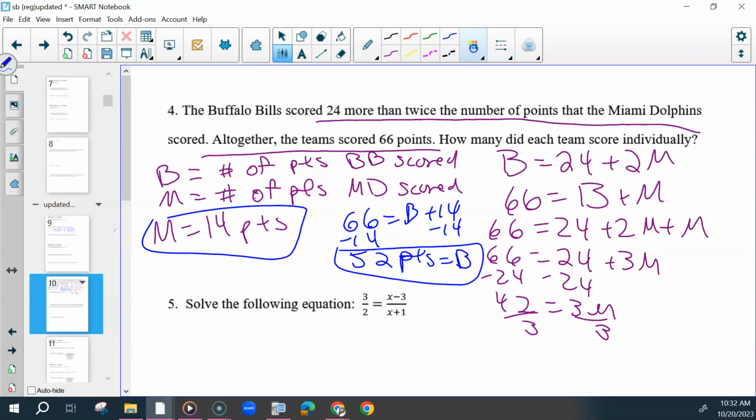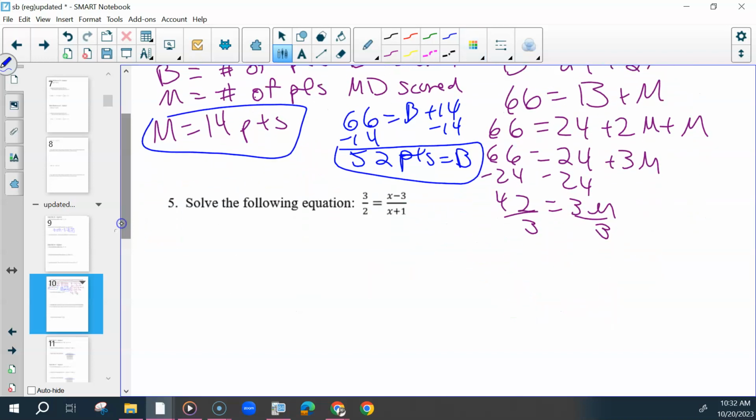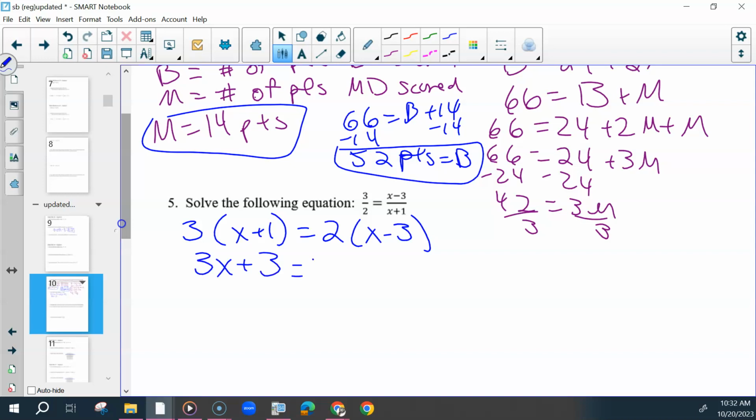Okay. And then number 5. If we have a fraction that equals another fraction, what's our first step? Cross multiply. So 3 times x plus 1 equals 2 times x minus 3. 3x plus 3 equals 2x minus 6. Move something. If you subtracted 2x and subtracted 3, we would get x equals negative 9.